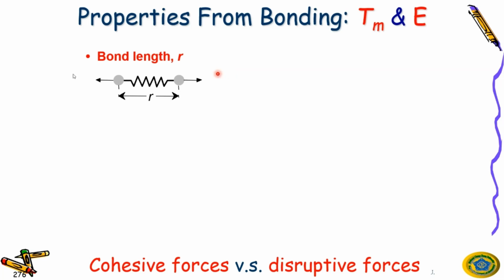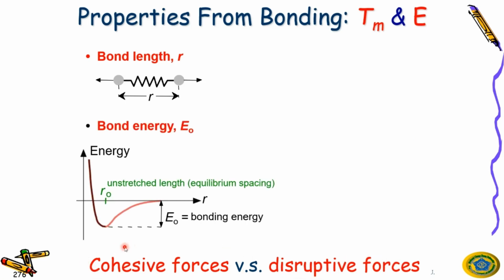For example, this is bond length. You have 2 molecules, and this bond length we call R. And again, you want to think of cohesive forces versus destructive forces. Destructive force means what? Thermal energy. This is bonding energy, right?